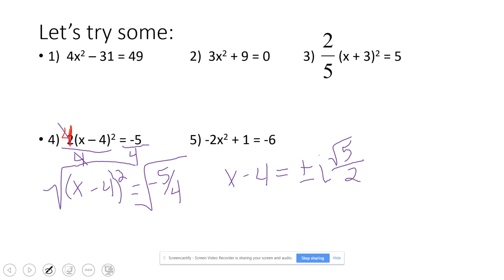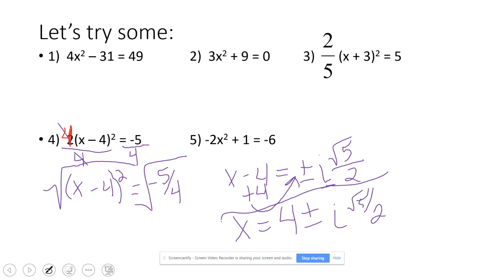Now my very last step to get x alone is to add this 4. So because of the i, and we know that in standard form for complex numbers, i comes last, when I add this 4, I'm going to slide it right there in between the equal sign and the plus minus. So 4 plus or minus i radical 5 over 2. I know it's not pretty, but it's an answer.